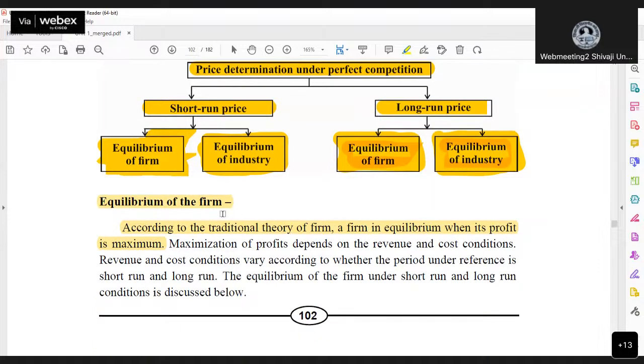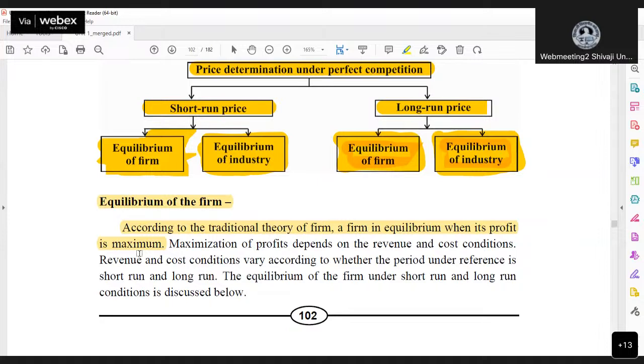Equilibrium of a firm. What exactly is meant by equilibrium of a firm? According to the traditional theory of the firm, the firm is in equilibrium when its profit is maximum. Equilibrium means the profit-maximized condition, the condition where the profit of that firm is maximum. So, according to the traditional theory, the firm is in equilibrium position when its profit is maximum.